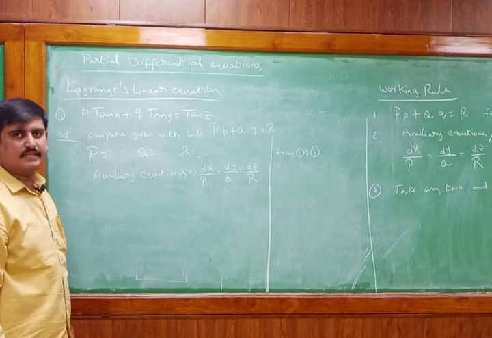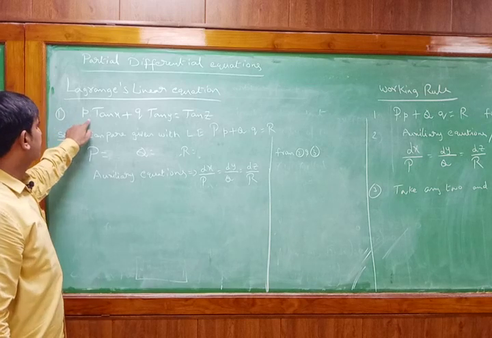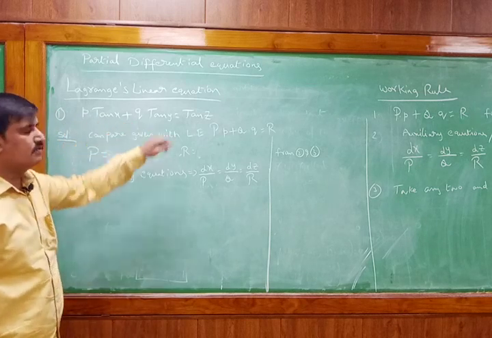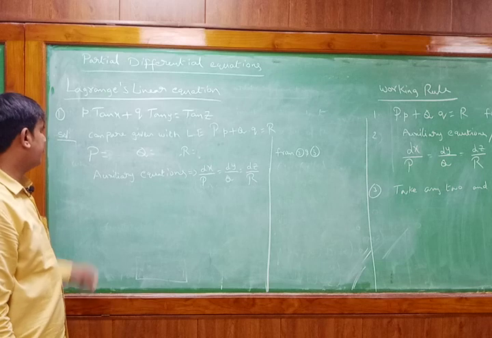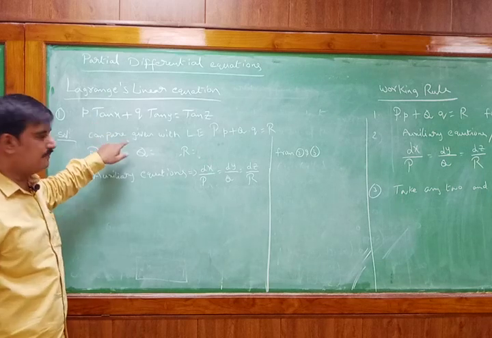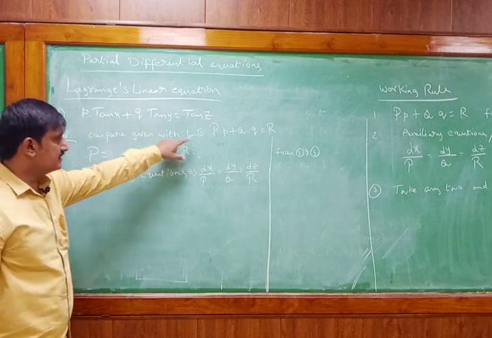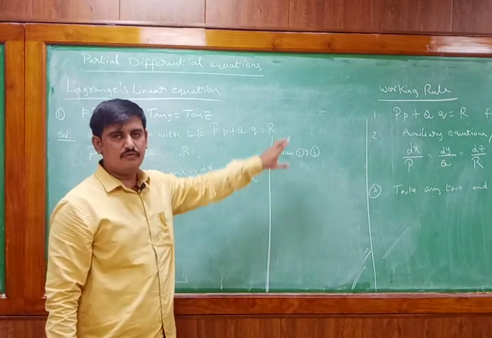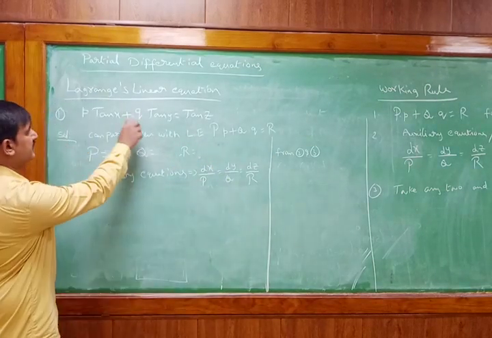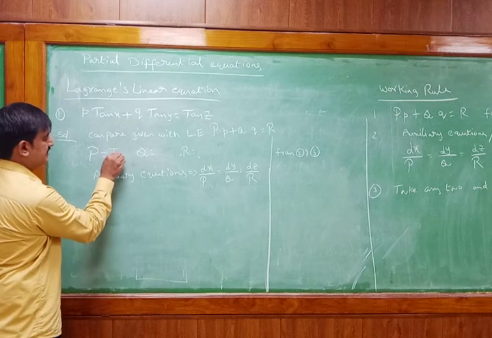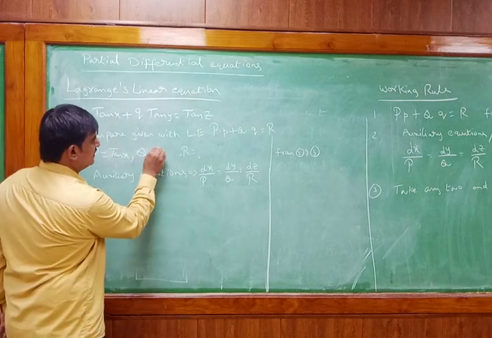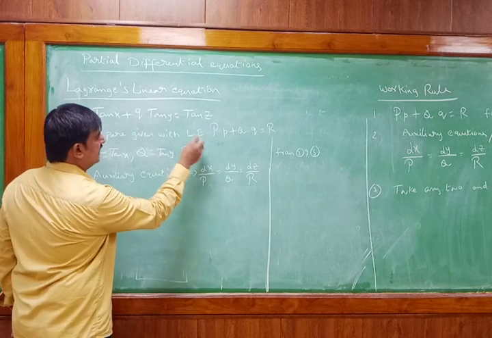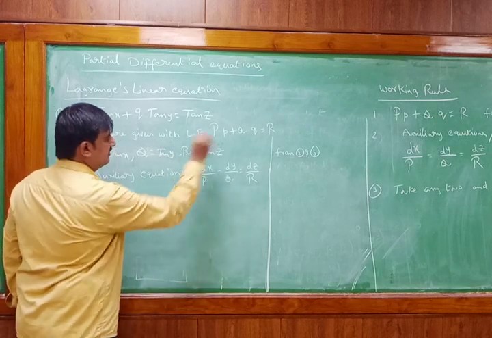Next, problem number 3: solve p tan x plus q tan y equal to tan z. Okay. So first we have to compare the given equation with Lagrange's equation of the form capital P small p plus capital Q small q equal to capital R. So my capital P becomes tan x, capital Q becomes tan y, and capital R becomes tan z.